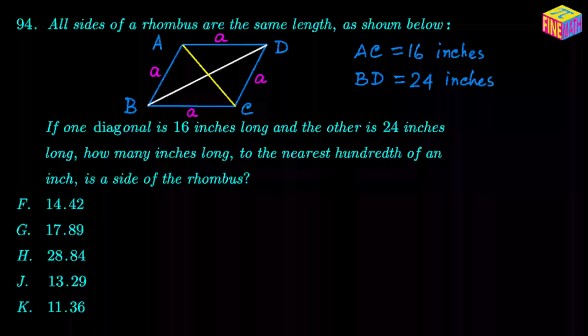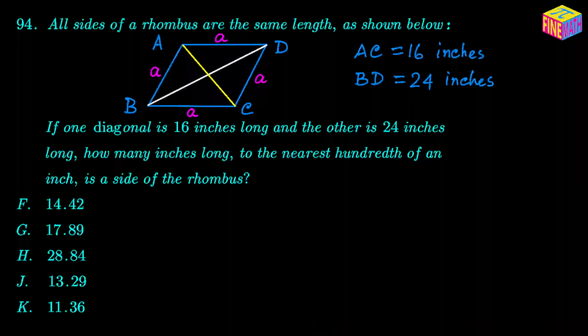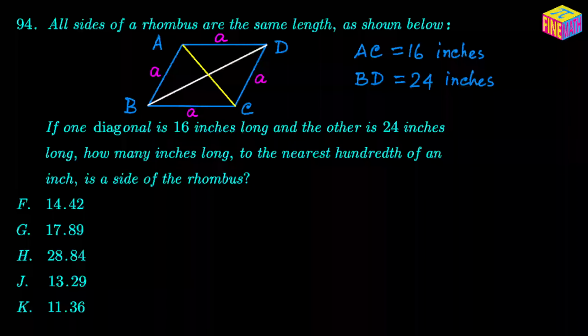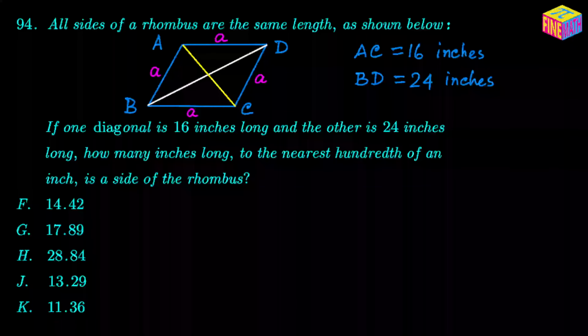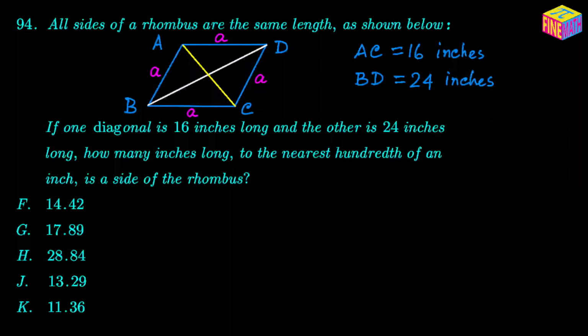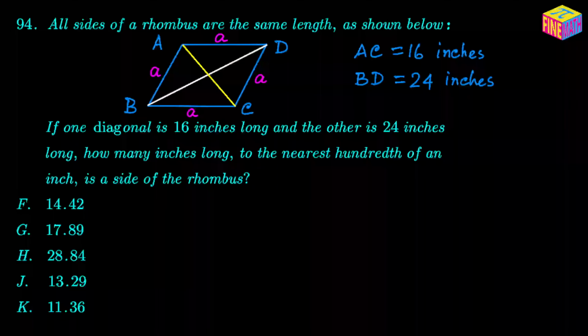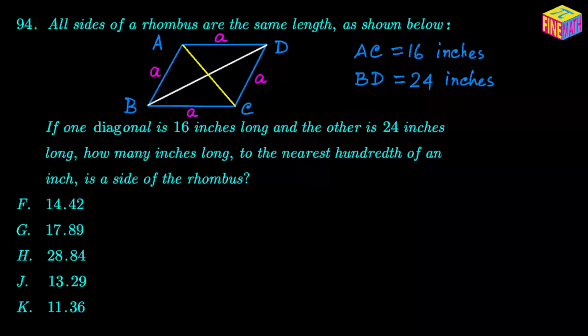If one diagonal is 16 inches long and the other is 24 inches long, how many inches long to the nearest hundredth of an inch is a side of the rhombus? So essentially we have to calculate the length of each side of this rhombus, and of course all sides are of equal length, so we just have to calculate the side length of this rhombus.